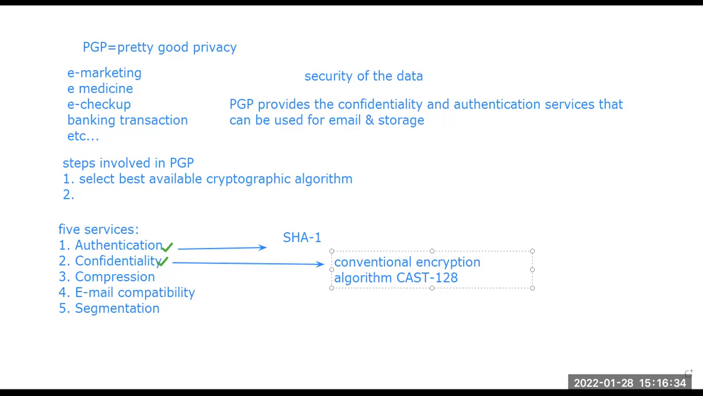So in this PGP, pretty good privacy, what we are talking about, the conventional key is used only once. Each conventional key is used only one time. That is why a new key is generated as a random 128-bit number for each message, and it is referred to as a session key, a one-time key. To protect this key, it is encrypted with the receiver's public key.